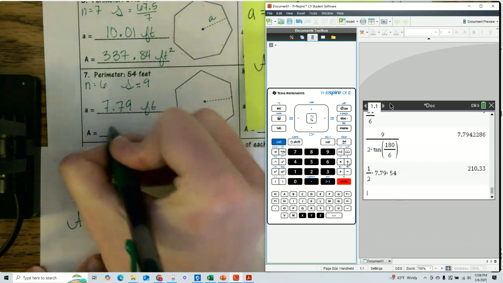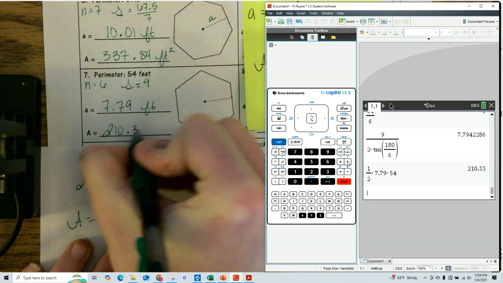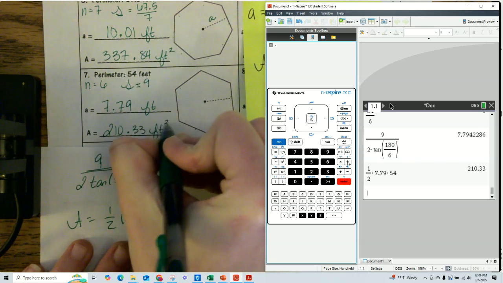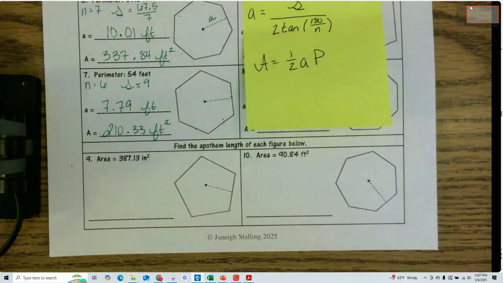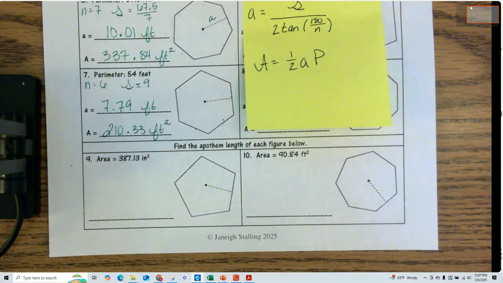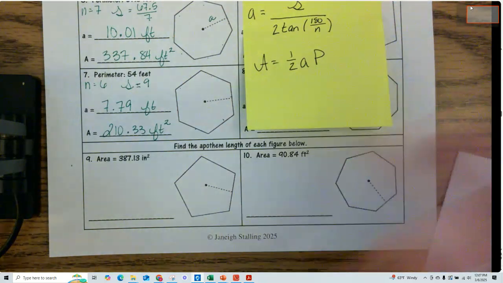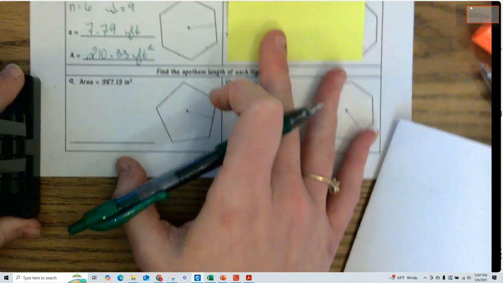Oh, it's already rounded for us, so we're good. 210.33, and that would be feet squared. All right, I am actually going to do 9 and 10 with you. 9 and 10 are the hardest ones on here. Okay. So now we have the area.